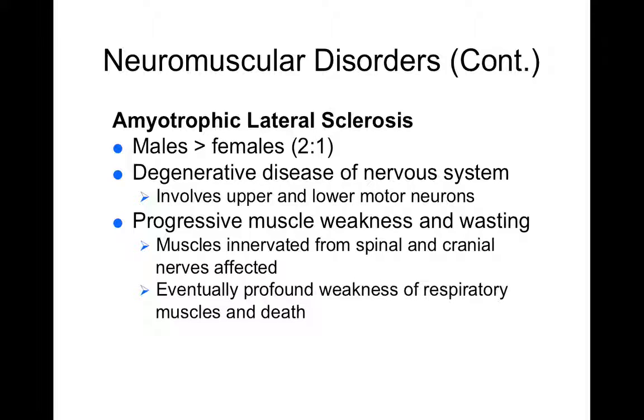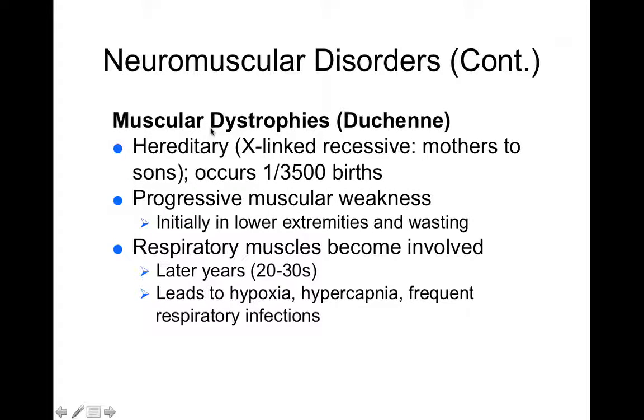And sometimes this can progress very rapidly. From the onset of diagnosis until death could be as short as a year. So that's why it's such a sad disease, because once you're diagnosed with it, you have a very short period of time. Now, we'll talk about the muscular dystrophies later on when we get to neuromuscular disorders, you guys. But just for now, we'll talk about how they're hereditary. They're X-linked recessive, so mothers can pass this to their sons.